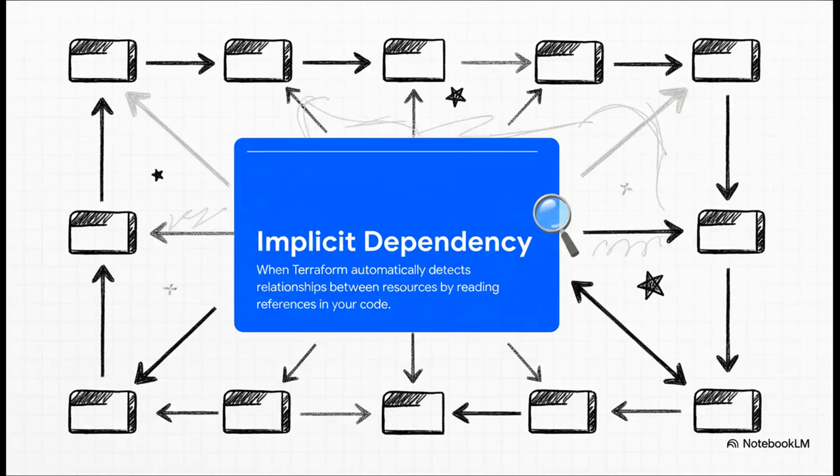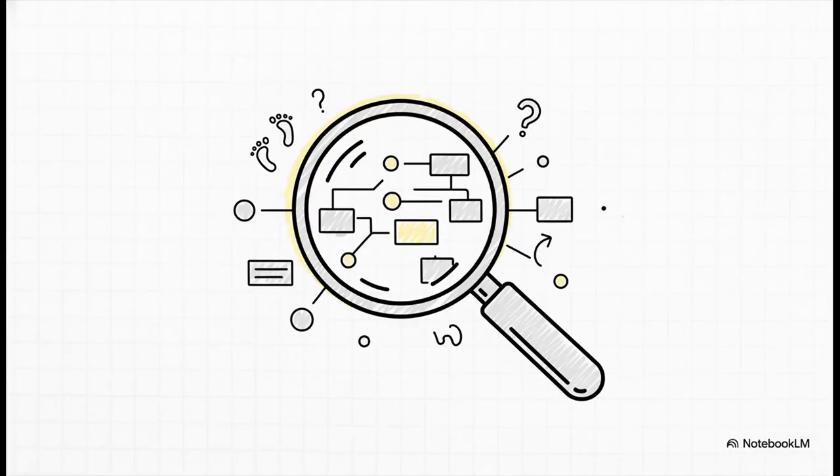The core idea here is something called an implicit dependency. Now that sounds a little technical, but all it really means is that Terraform is smart enough to figure out the relationships between your resources automatically. It just sees how they refer to each other in the code you wrote. A great way to think about this is to picture Terraform as a detective. It scans through all your configuration files and it's looking for clues. It's not just reading your code, it's actively investigating it, connecting the dots to figure out the whole story of what you're trying to build.